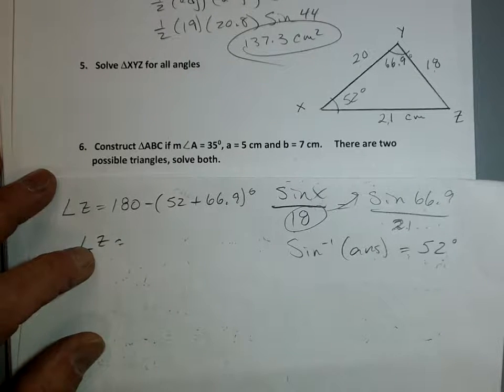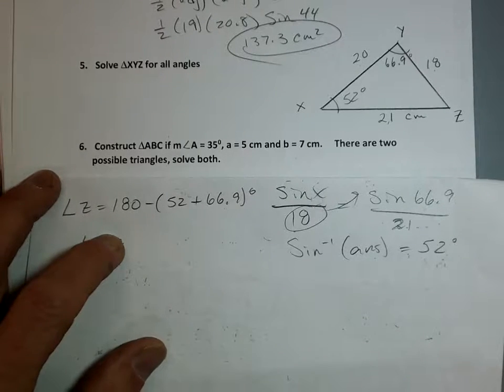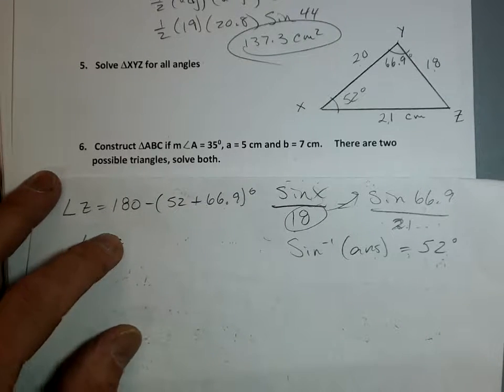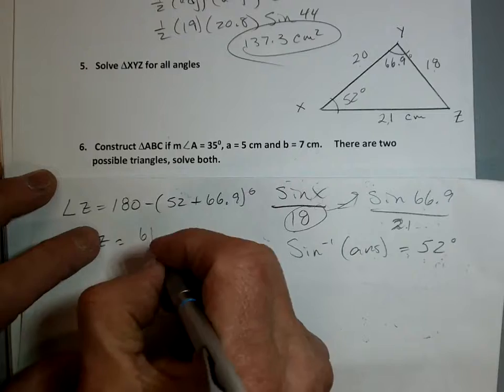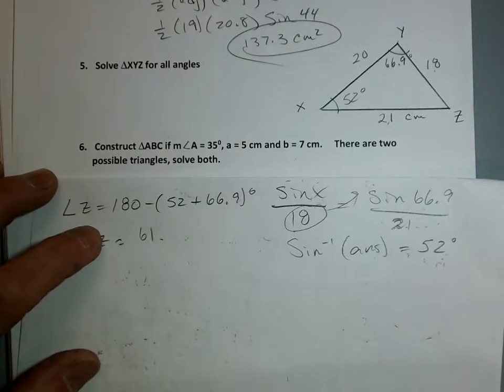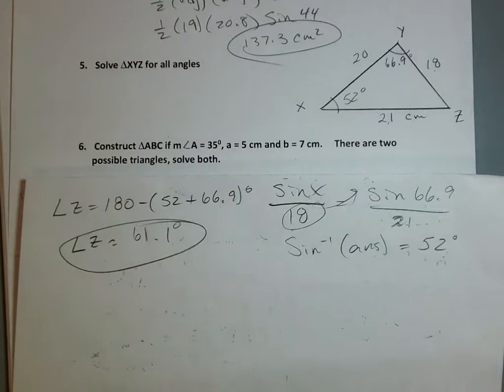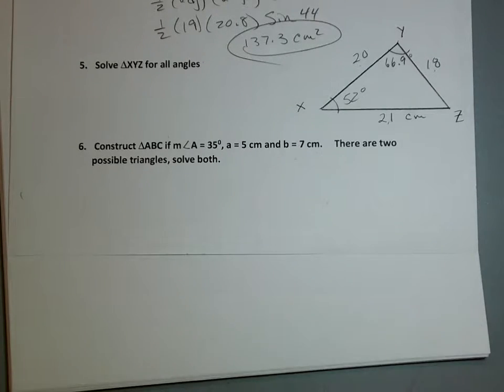180 minus parentheses 52 plus 66.9. I get about 61.1 degrees. Okay, that's not too bad. Alright, 6. Here comes the big problem.